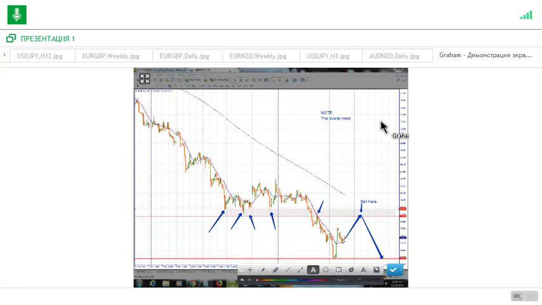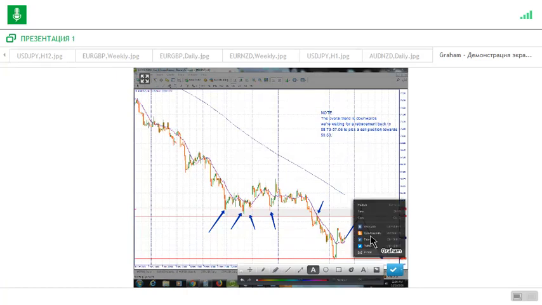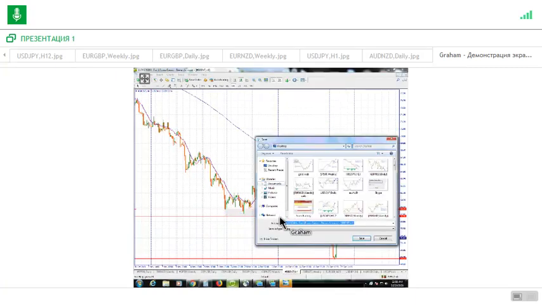Note, the overall trend is downwards. We are waiting for a retracement back to 58.73, 57.56 to pick a sell position towards 50.53. So that should be it.